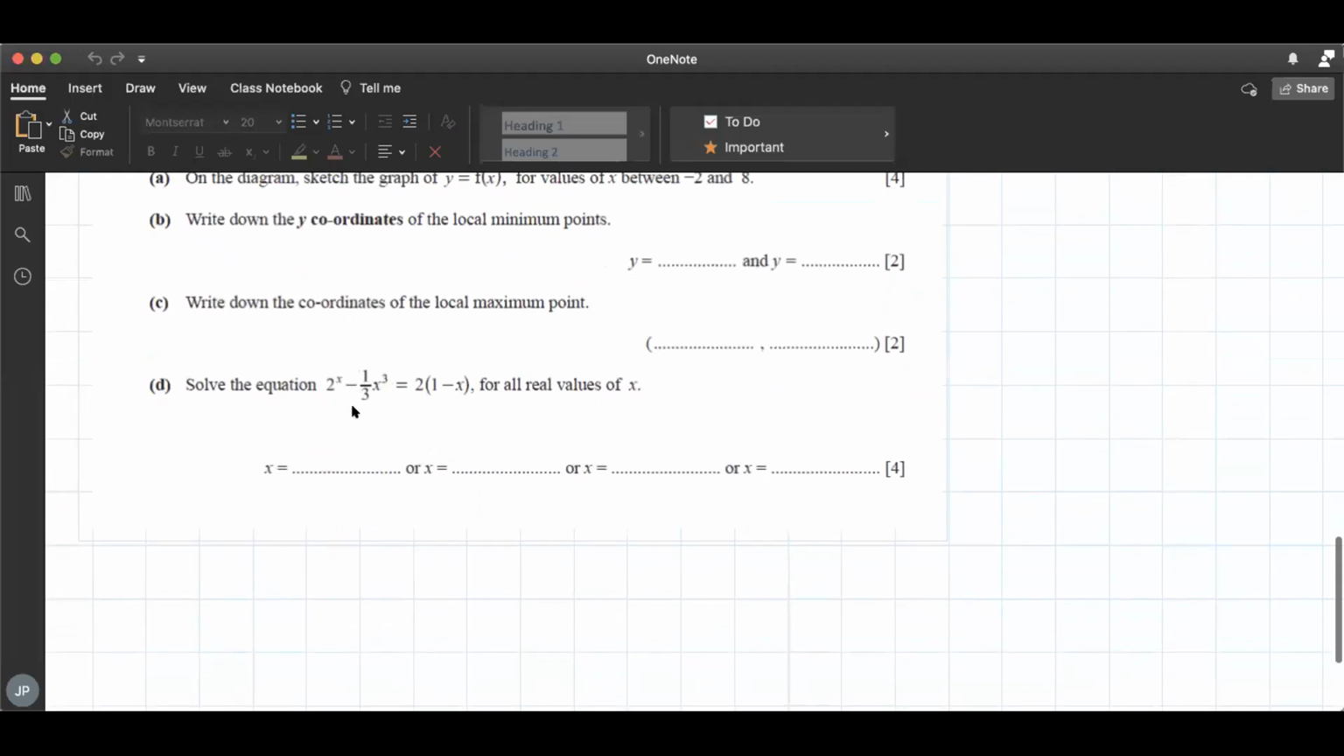This is the function. And that is another one on the right hand. This is: solve the equation for all real values of x. And they've given you 4 values of x. All right, so obviously they're looking for 4 different responses, and that's just 4 points.